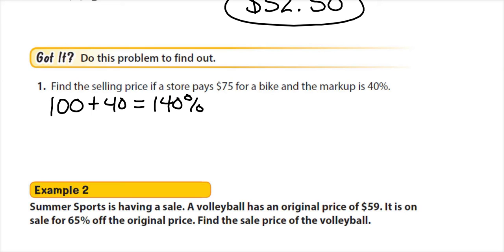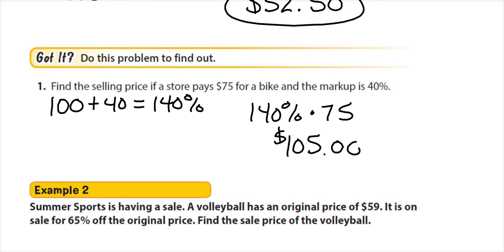Okay, so in this case, that would be 140% times 75. So 140% times 75, and in this case, that would make $105. And we'll go ahead and add the extra 00 on the back there.